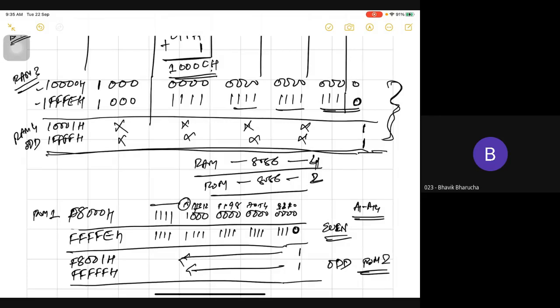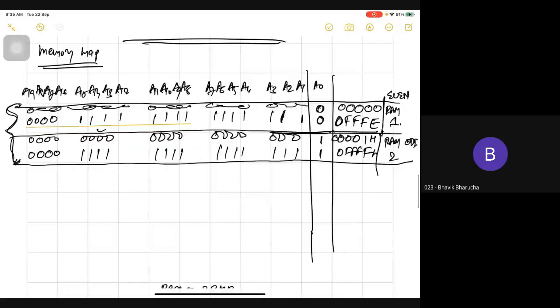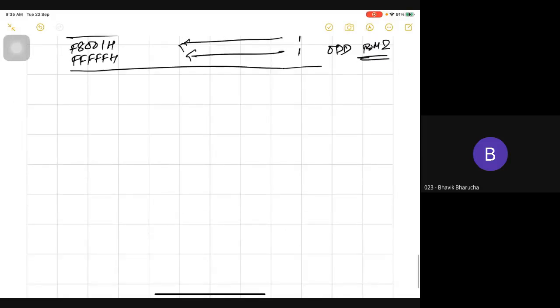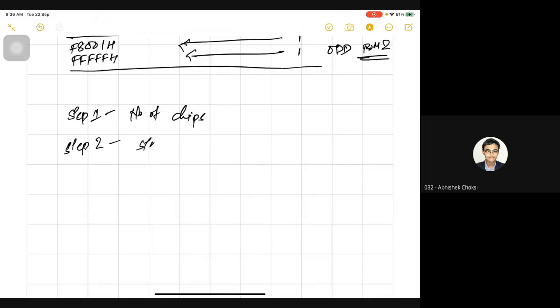Fine. So which are the steps? We'll do the revision once very fast so that you can attend your next lecture easily and fast. First, a sum will be given to you. Step 1, find out the number of chips needed. Step 2, you need to find out the starting address of ROM. Step 3, you need to find out how many address buses will be needed, for ROM and RAM.